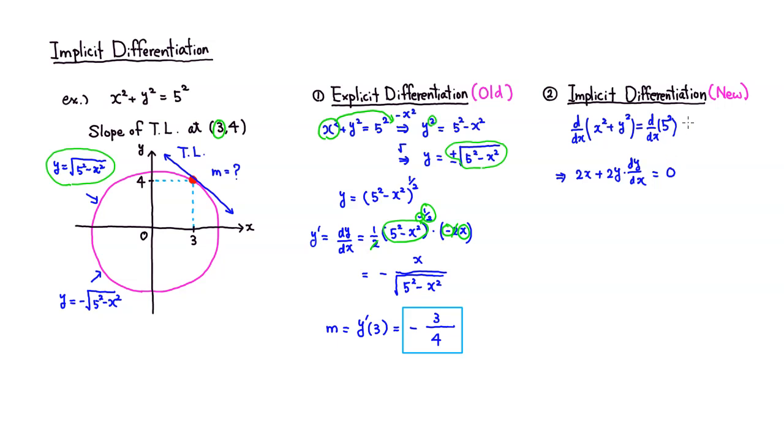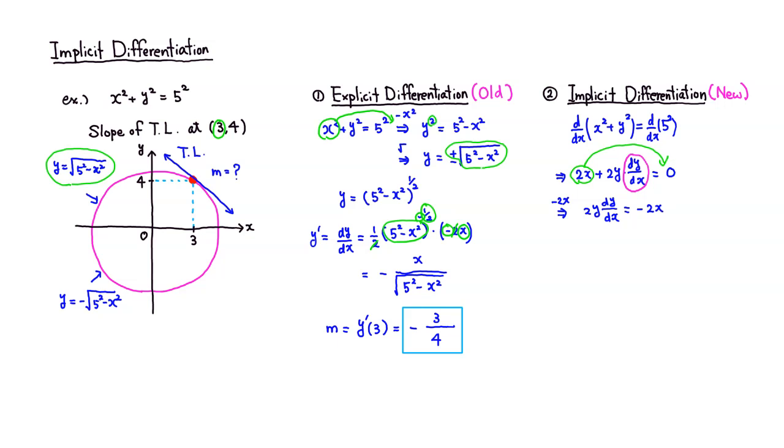Since we're interested in the slope, what we're looking for is dy over dx, which contains the information about the slope. So we're going to have to solve for this. First, I'm going to send 2x over to the other side, so I'm going to subtract 2x. You have 2y dy over dx on the left, and minus 2x on the right now.